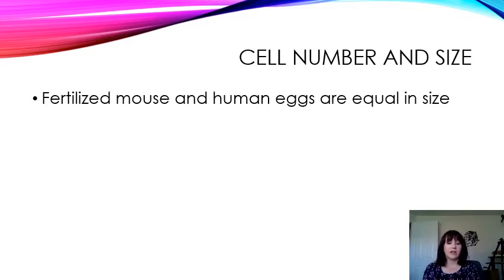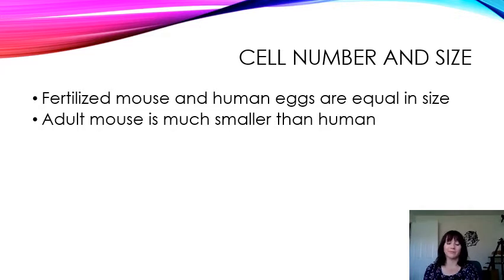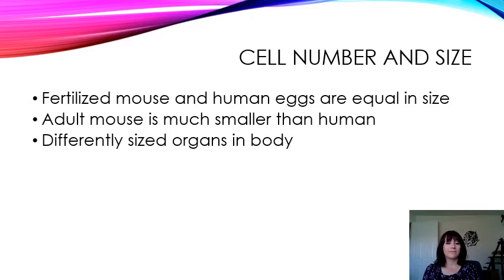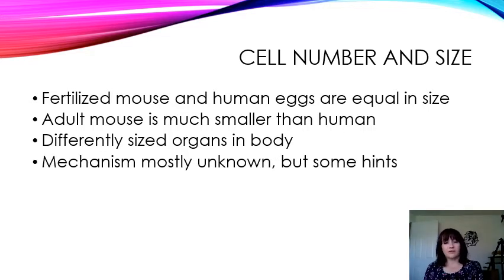Now, if you look at a human or a mouse fertilized egg, an embryo, right at the very beginning after fertilization, these are actually equal in size. But you know that an adult mouse and an adult human are not the same. And similarly, our organs have different sizes depending on species. And so scientists are still learning about what signals tell these organs what size they should become and what size these cells should be. There are some things that we do know.